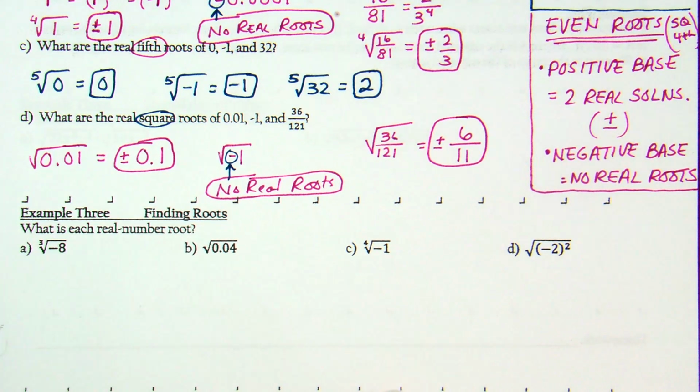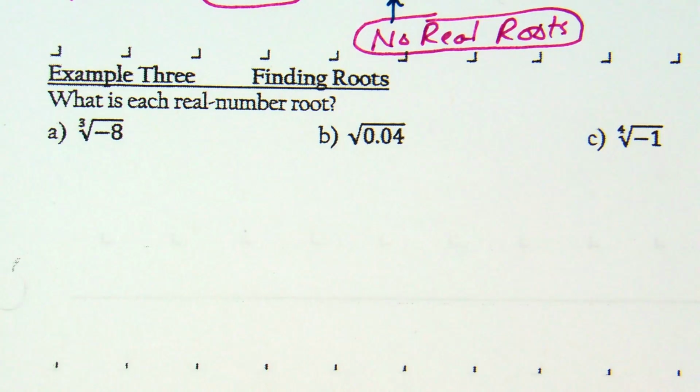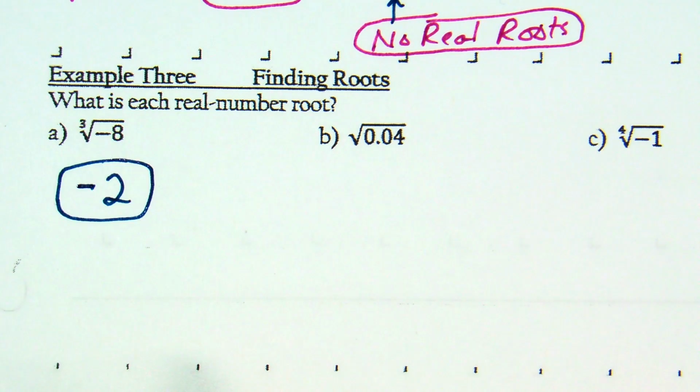So I'm going to zoom in on 3a here. What is each real number root? And a says the cube root of -8. This is one you should be able to somewhat come up with. Cube root of -8. We talked about all the pieces yesterday. -2. Because the cube root of 8 is 2. Cube root of a negative is always a negative. So no difference than what we did yesterday in that case.